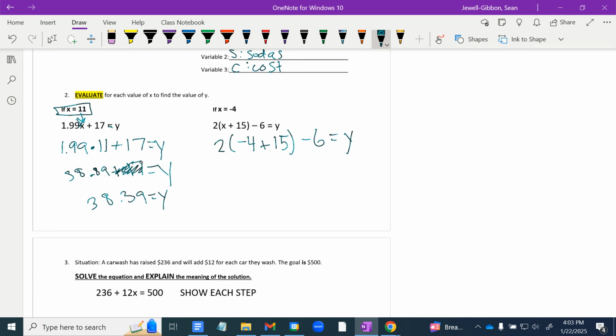So going back to PEMDAS here, parentheses come first before anything else. -4 plus 15, that's going to be positive 11. So there's 11 more positives than there are negatives here. All right, just doing one thing at a time. Now we've got 2 times 11 minus 6. Your calculator should be able to handle this for you, and it will come out to 16 equal to y. So y equals 16.